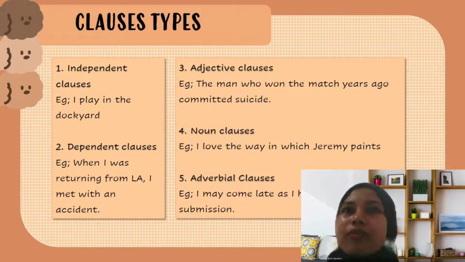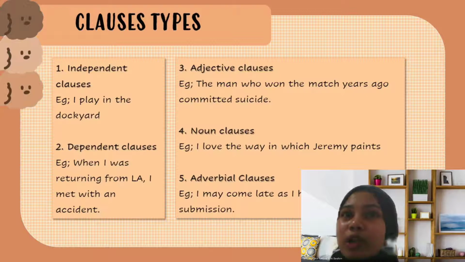Next, we have noun clauses. As the name suggests, sentence comprising of a noun which can be either the subject or predicate. For example, I love the way in which Jeremy paints. Last, we have adverbial clauses.